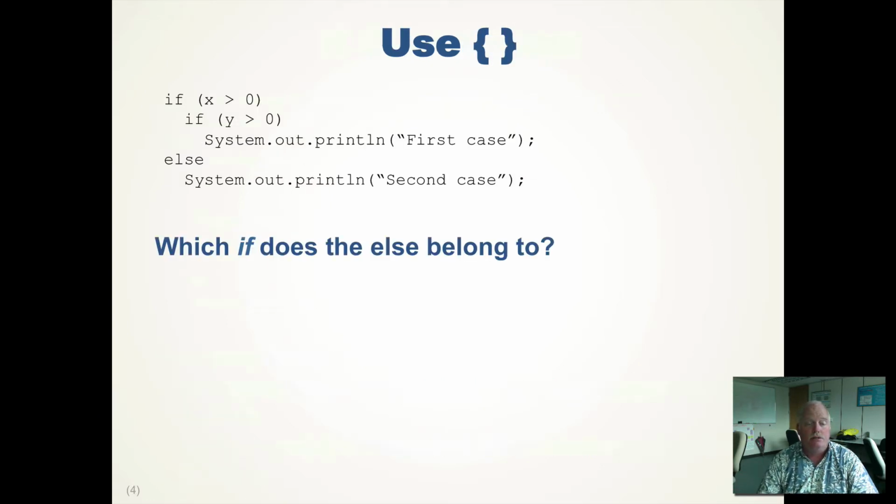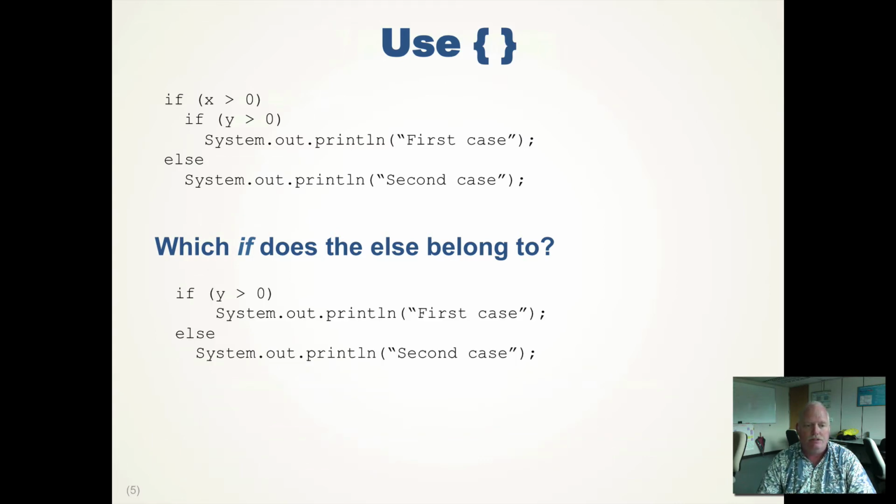So, where does the else go with this particular if x is greater than 0? Inside the if x is greater than 0, we say if y is greater than 0, we print out first case. Else, we print out the second case. So if you look at the indentation, it looks like the else should go with the x greater than 0. But unfortunately, Java doesn't do that. Java makes the else go with the nearest if you do not use curly braces.